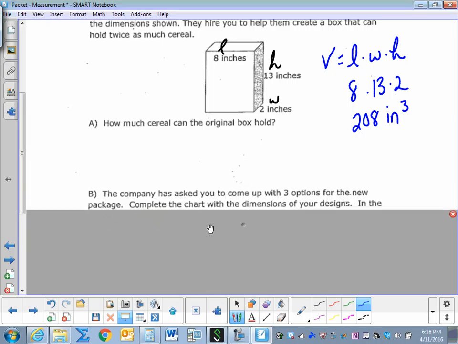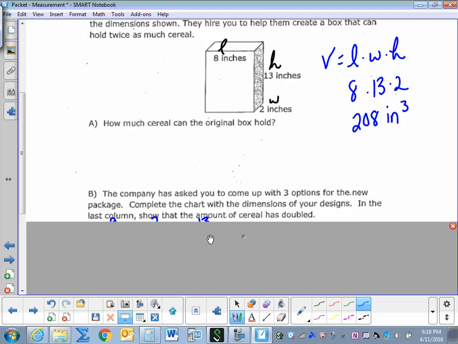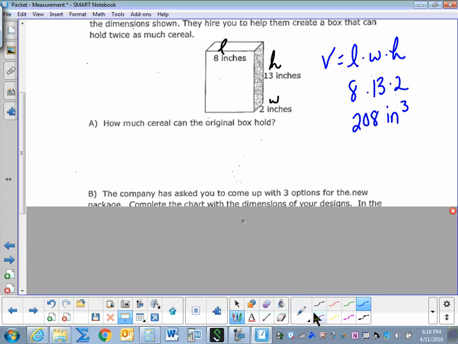The company has asked you to come up with 3 options for the new package. Complete the chart with the dimensions of your designs. In the last column, show the amount that the cereal has doubled. So we want to double the amount. Our dimensions are 8 by 13 by 2, and that equals 208. So to double 208, I need to multiply by 2 to get 416.